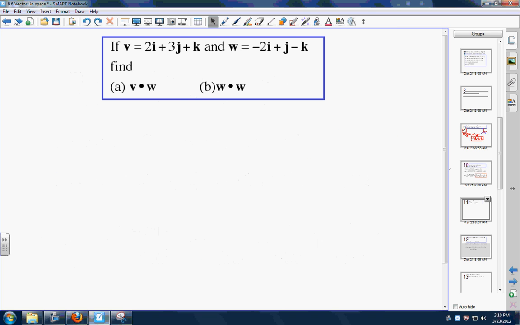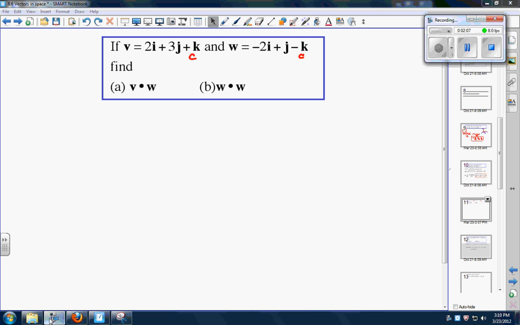So how do we do dot products? Well, when we did them in 2 dimensions, we took the A's multiplied by the A's, B's multiplied by the B's. Only adjustment we're going to have to make is account for the C. So I'm going to pause it here if you guys want to give it a shot, and I'll see you after the break.